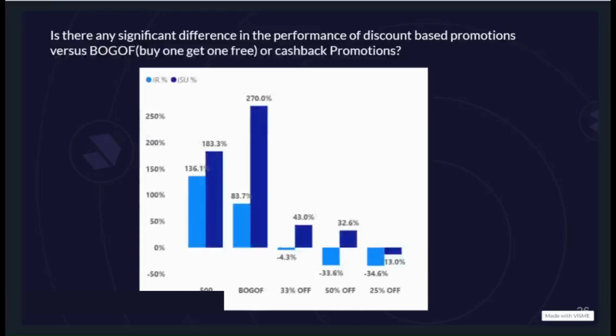Moving ahead. Is there any significant difference in the performance of discount-based promotions versus BOGO or cashback promotions? Here, you can see in the report that 500 cashback and BOGO are the best performers in terms of incremental revenue percentage and ISU percentage. And these three are the worst performers, and 25% off is the very worst performer in terms of both.